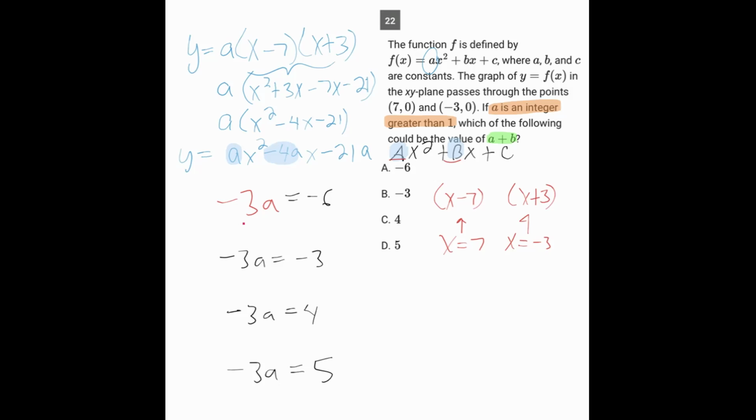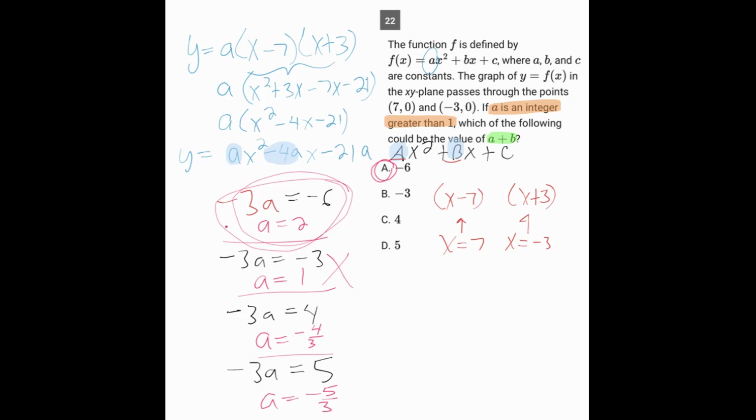And if we solve all of these, here if you divide by -3, you'll get 2. Here if you divide by -3, you'll get 1. Here, divide by -3, you'll get -1 1/3. And here, you'll get -5/3. So the restriction was simply that a had to be something greater than 1. So this one here was really close. It's exactly 1. But this one here, that's the one that worked. And that's answer choice A.